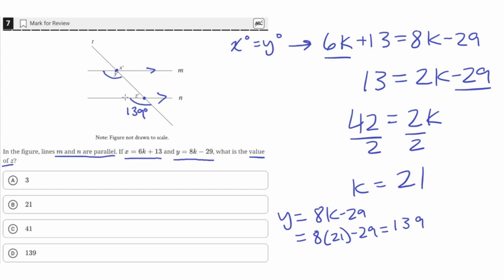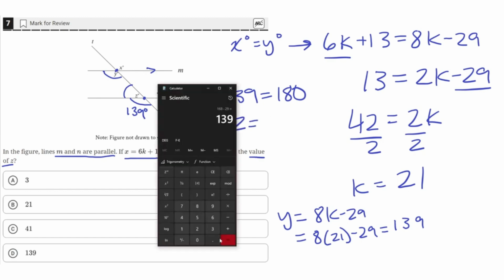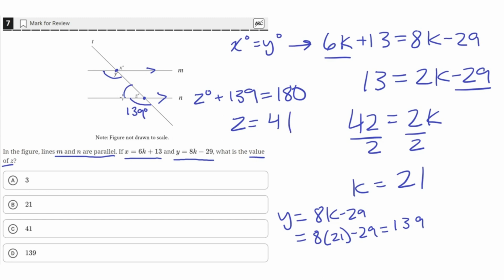And then we can use the fact that z, the angle z, and this 139 degree angle form this 180 degree straight line. So that means the measure of angle z plus the measure of the other angle that forms the line should add up to 180. So that means z should be equal to 180 minus 139. So 180 minus 139 is equal to 41 degrees. So the measure of angle z is 41 degrees, which is answer choice C.